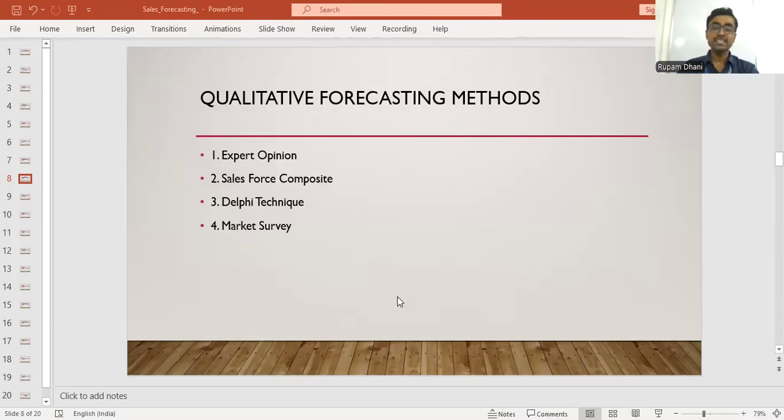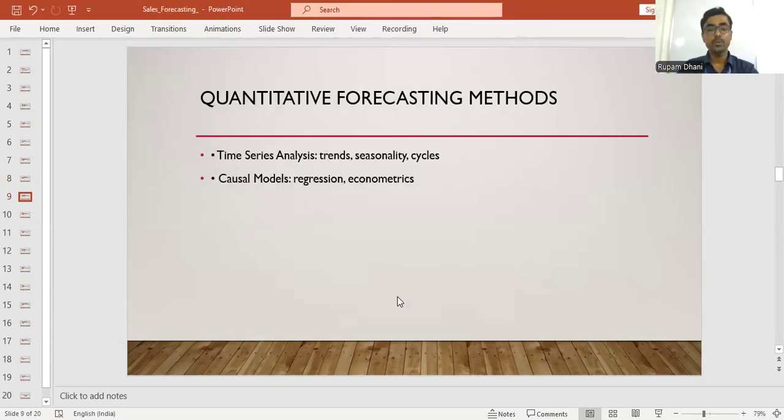So our next forecasting method is the quantitative forecasting method, which involves time series analysis and causal analysis. Time series analysis basically focuses on patterns within historical sales data, looking for trends, seasonality, and cyclical variations. Causal models, on the other hand, explore cause and effect relationships between sales and other influencing factors, often using techniques like regression and econometrics.